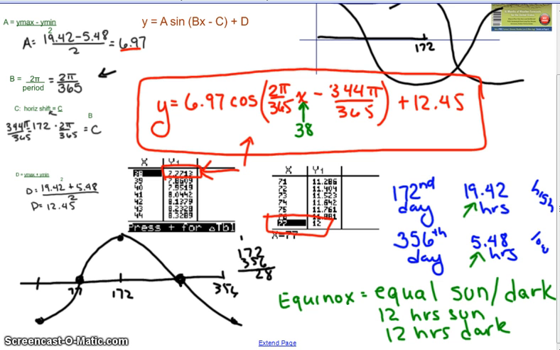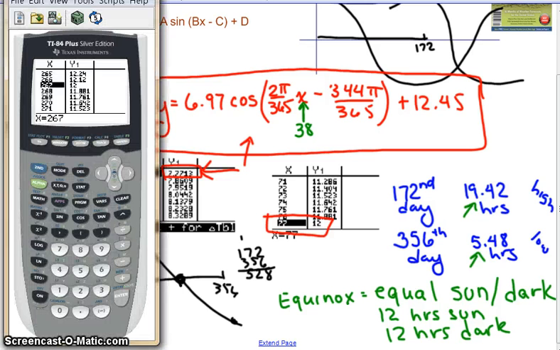We've got 528. Let's add them up, divide by 2. So grab your calculator. We'll get out of that by quitting. We will hit 172 plus 356. Divide that by 2 to get the halfway point. And we're at day 264.